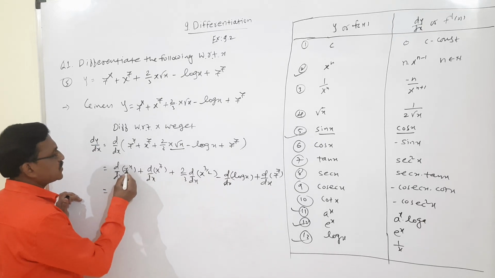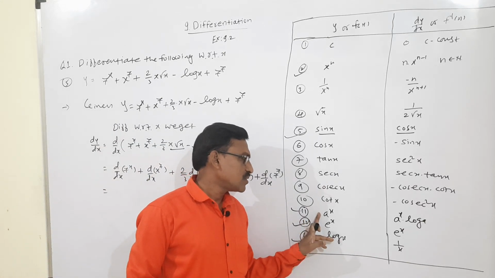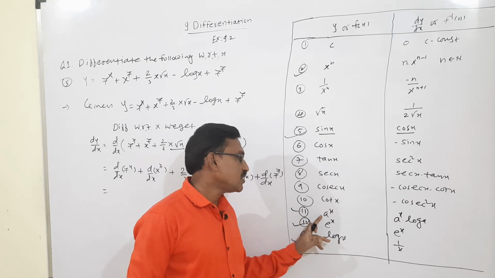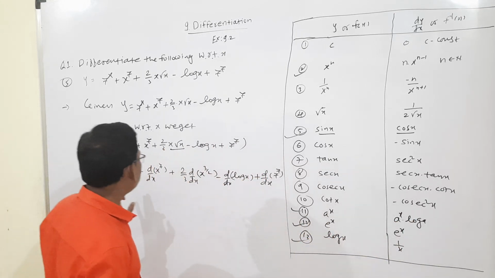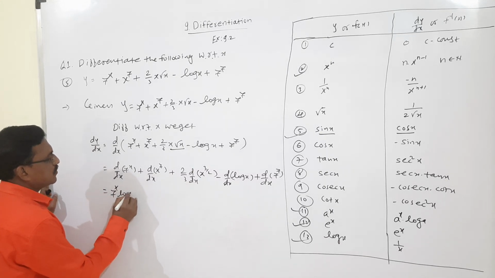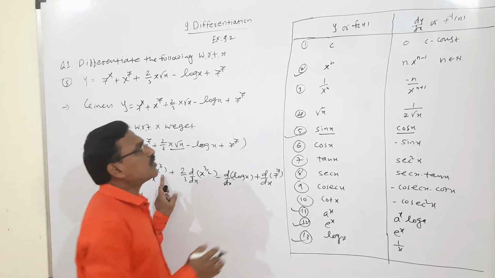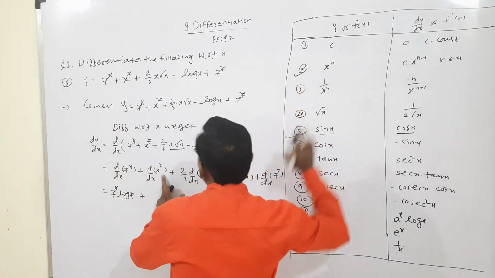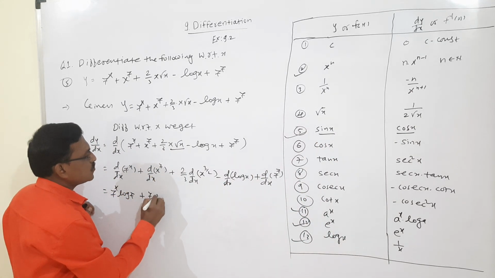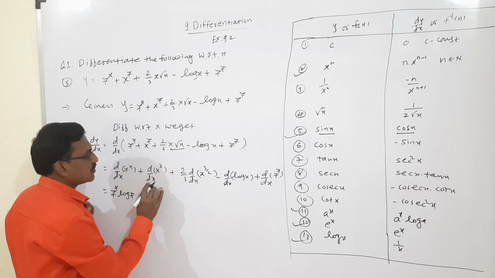Now the derivative of 7 raised to x. 7 raised to x is an exponential function. For the exponential function a raised to x, the derivative is a raised to x into log a, like 7 raised to x into log 7. Then plus, for the algebraic function or power function x raised to n, it is n into x raised to n minus 1. N means here 7. So 7 into x raised to 7 minus 1. So write down 7 minus 1, it is 6 here directly.